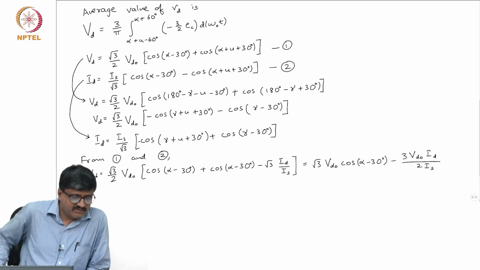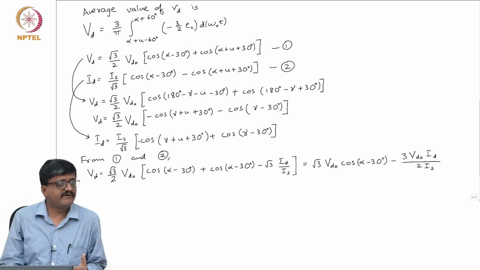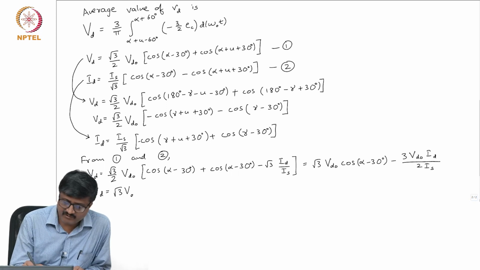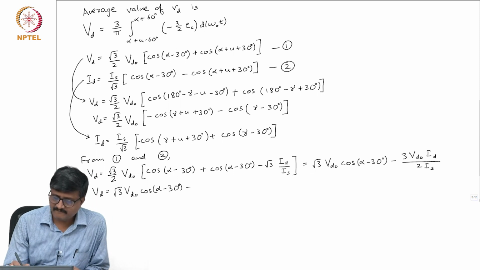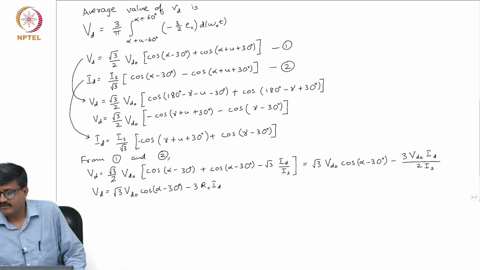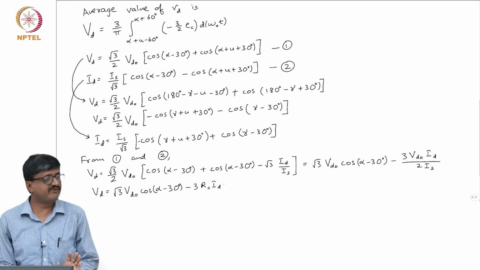So, what is Vdo by 2 Is? By definition of Rc, Rc is defined as Vdo by 2 Is. So, we get Vd equal to root 3 Vdo cos alpha minus 30 degrees minus 3 times Rc Id, because Vdo by 2 Is is given a notation Rc. Rc is just a notation for Vdo by 2 Is, that is all.